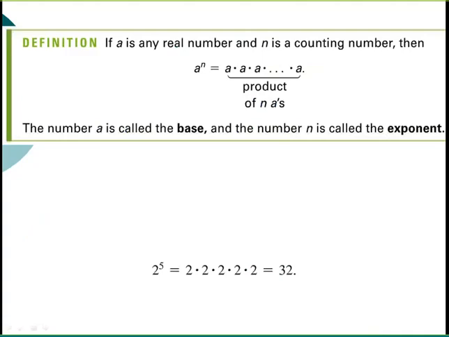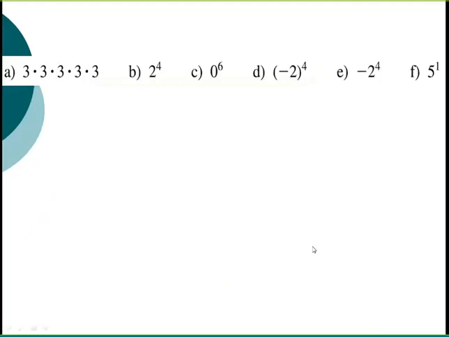So 2 is the base to the 5th power, that's the exponent, and so it would actually mean multiplying 2 times 2, which is 4, times 2, which is 8, times 2, which is 16, times 2, which is 32, is the way that these work. Okay, so on these, what we are looking for is to rewrite them another way using exponents.